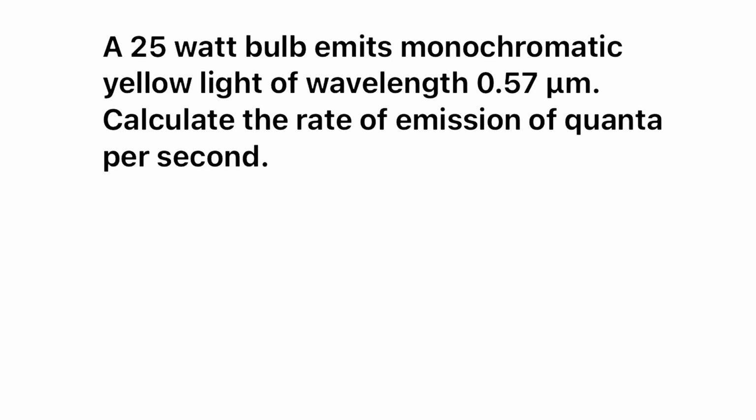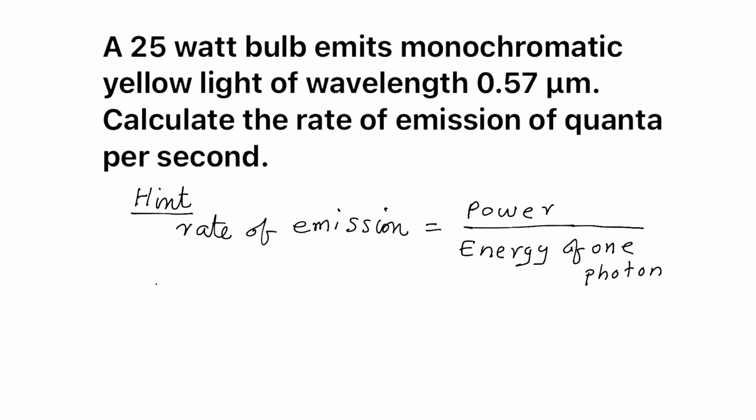A 25-watt bulb emits monochromatic yellow light of wavelength 0.57 micrometer. Calculate the rate of emission of quanta per second. Okay, I will say a trick to solve this very easily.